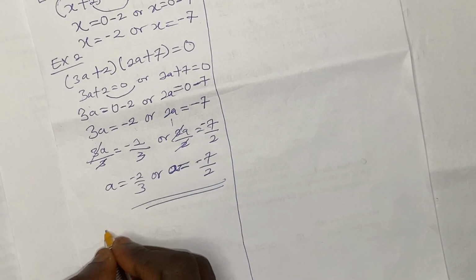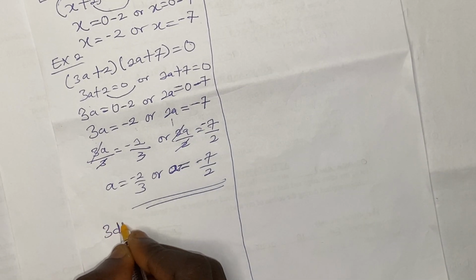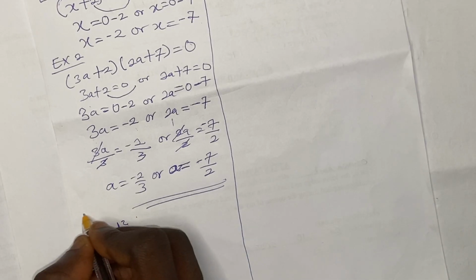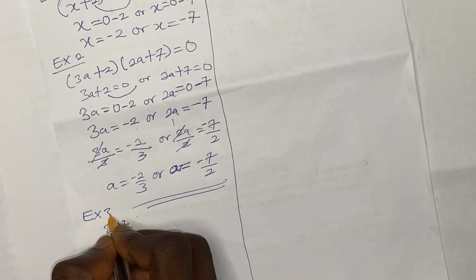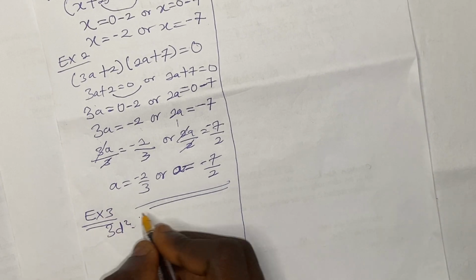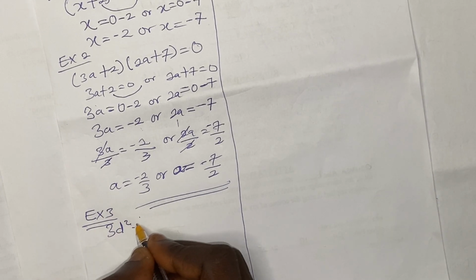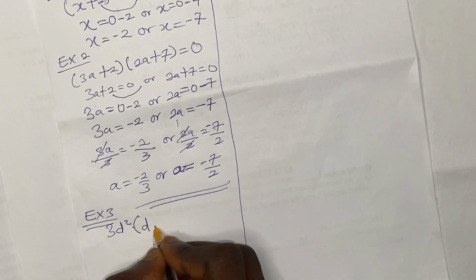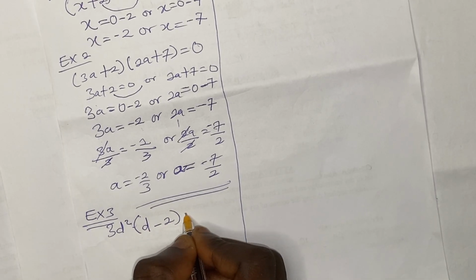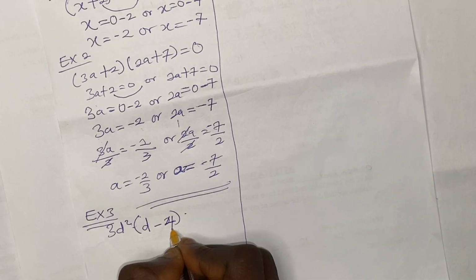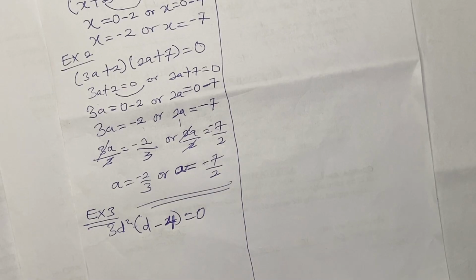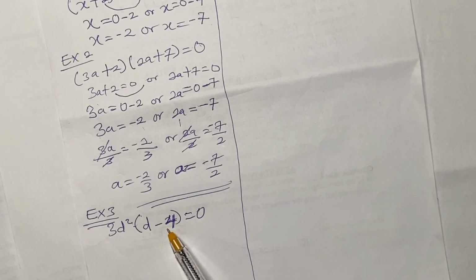Let's say I have 3d squared. So let's call this example 3. 3d squared multiplied by d minus 4 equal to 0. You can see 3d squared multiplied by d minus 4 equal to 0.